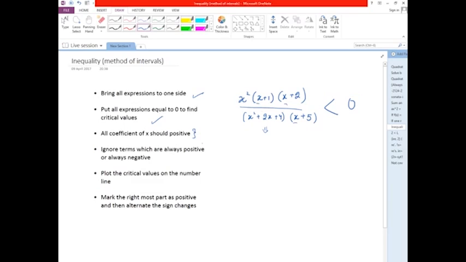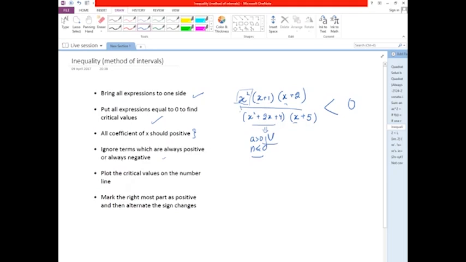Ignore terms which are always positive or always negative. So x square is a term which is always positive, right? So we should ignore that. You should not consider that while getting your critical values. x square plus 2x plus 4: here a is greater than 0, so it's an upward-looking curve, but d is equal to 2 square minus 4, which is less than 0, which means it will be an upward curve which will never touch the x-axis. So x square plus 2x plus 4 will always be positive.